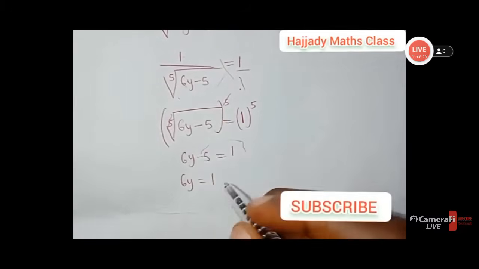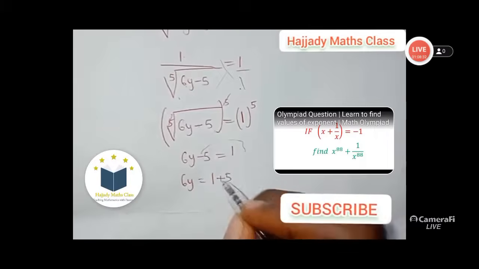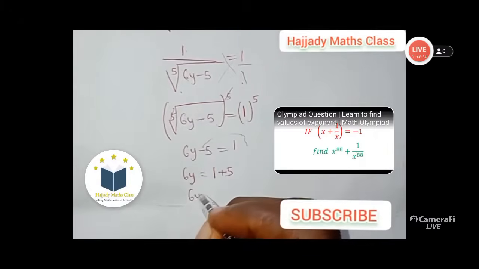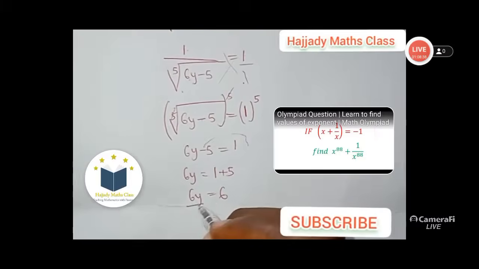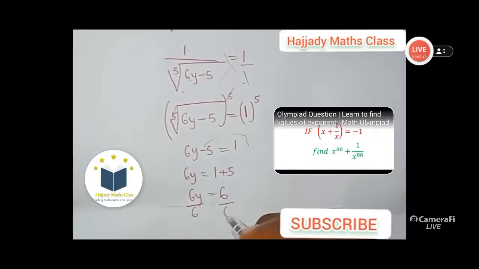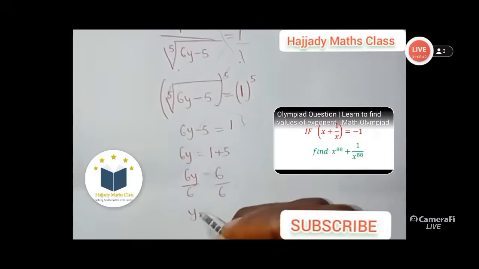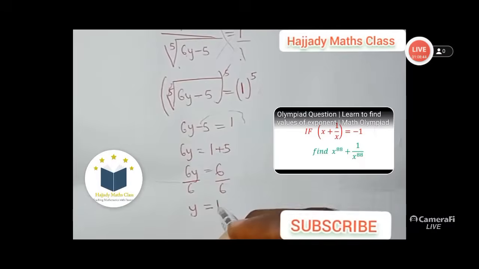If minus 5 is coming to the right hand side, it turns to plus 5. So we have 6y equals 6. Divide both sides by the coefficient of y, which is 6. Finally, our y equals 1.